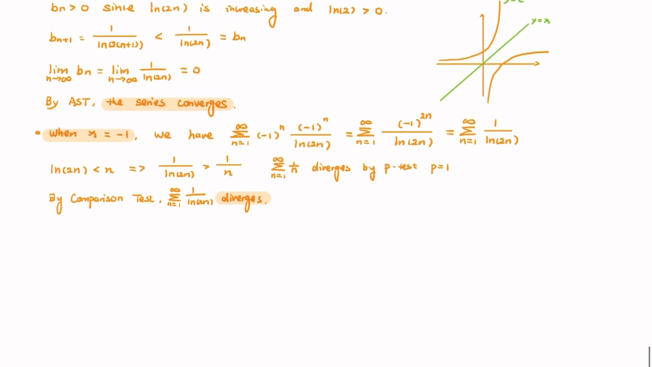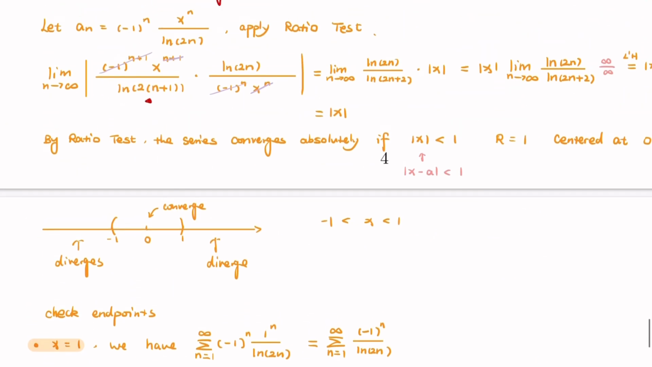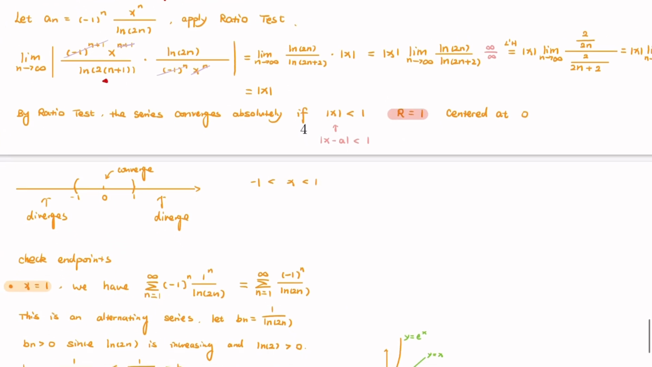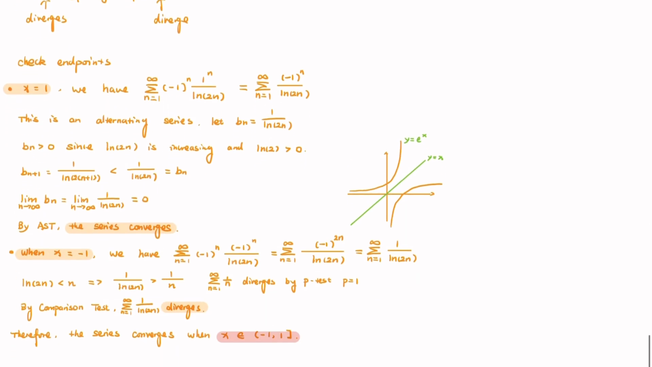So we can make a conclusion. Therefore, the original series converges when x is in this interval. I want to include 1 but not include negative 1, so a round bracket for negative 1 and a square bracket for 1. And this is your interval of convergence. So this is the final answer, and my radius is 1. Here, this is the radius. And that's the first example. We will do more examples in the next few videos.